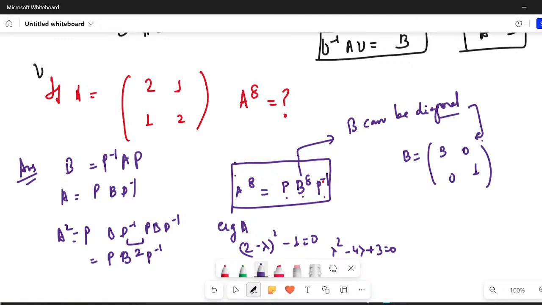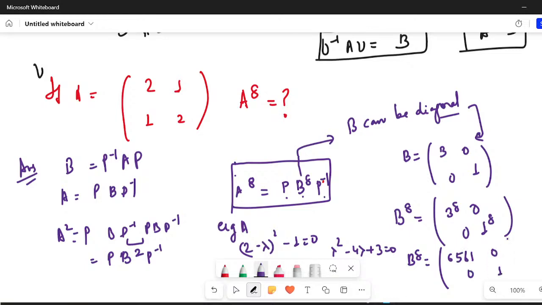This is your matrix B. And whenever you reduce it to a diagonal matrix, please remember, if I take B raised to power 8, it is equivalent to writing 3 raised to power 8, 1 raised to power 8, and 0, 0. You can verify yourself also. If you want to take the power of a diagonal matrix, the power actually comes over the diagonal elements. I think 3 raised to power 8 is 6561, and here you have 0, here you have 0, here you have 1. So B raised to power 8 we have found.